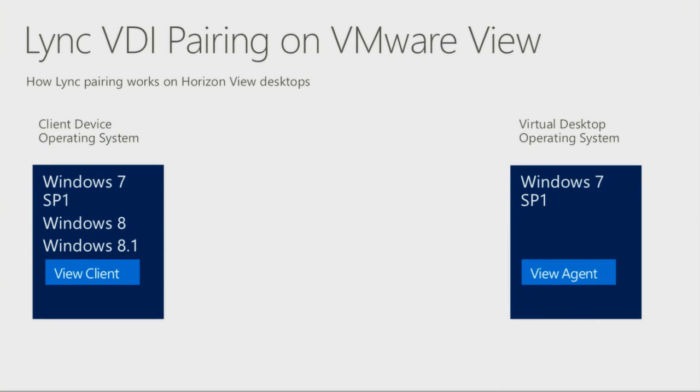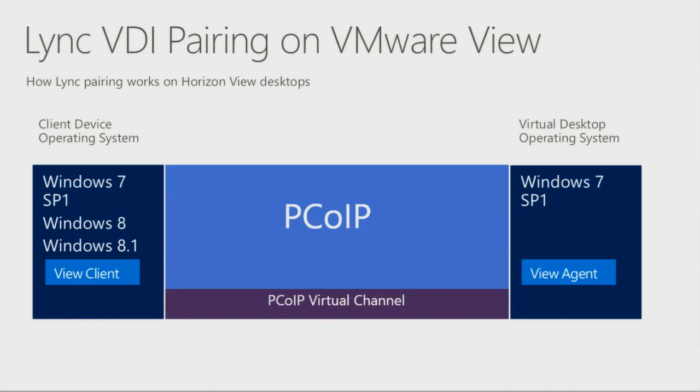On the client device, the user is going to launch the View Client, and they're going to select the machine they want to connect to. It's going to connect back to the View Agent, and they're going to enter their credentials. When they enter their credentials, they're going to connect via PCoIP. Once that session is established, it's not only going to establish the PCoIP connection, but there's going to be a virtual channel that's established. What that virtual channel allows this whole pairing process to do is it allows the Lync client that's installed on the remote machine to communicate and pair up with the Lync VDI plugin on your local client machine.